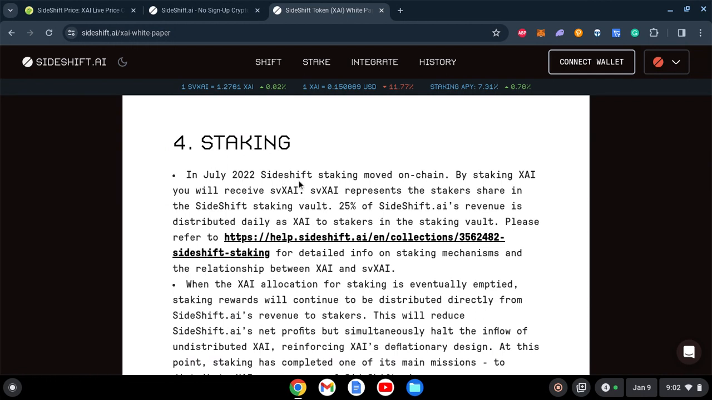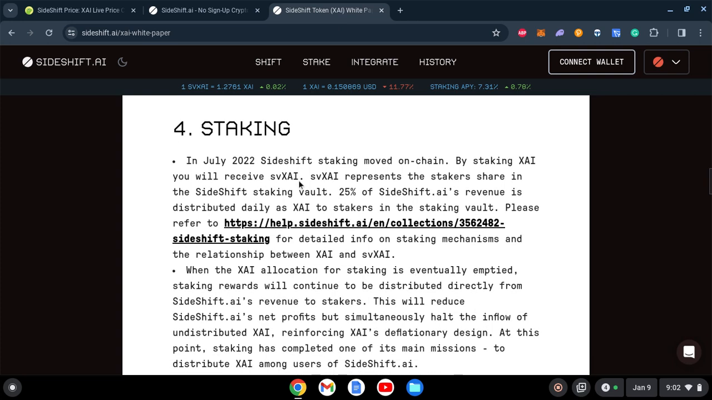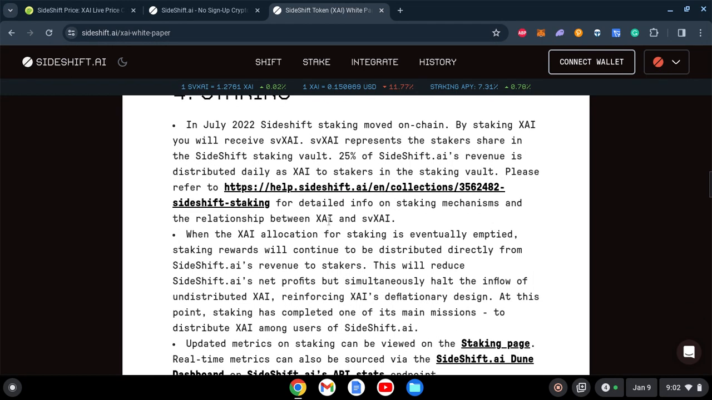In July 2022, Sideshift staking moved on chain. By staking XAI, you will receive SV XAI. SV XAI represents the staker's share in the Sideshift staking vault. 25% of Sideshift AI's revenue is distributed daily in XAI to stakers in the staking vault. Please refer to this for detailed info.